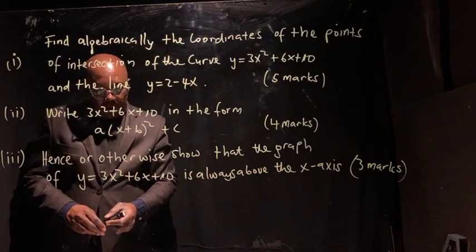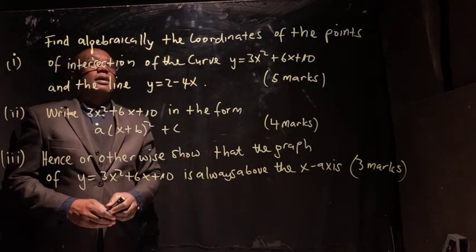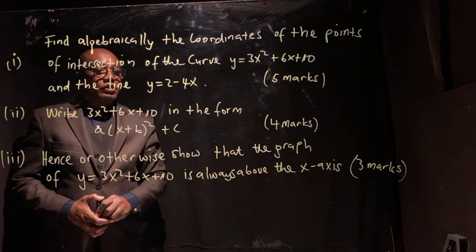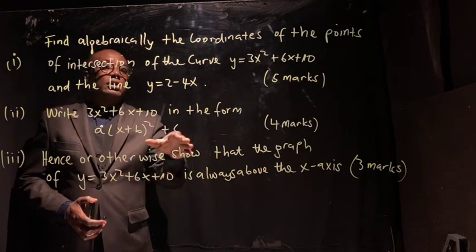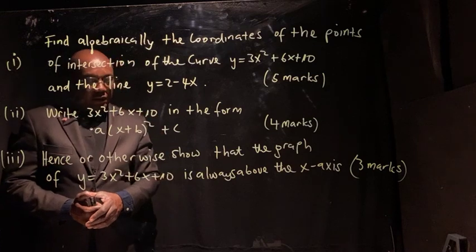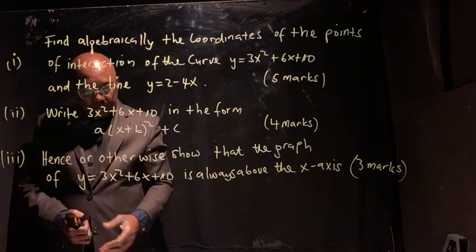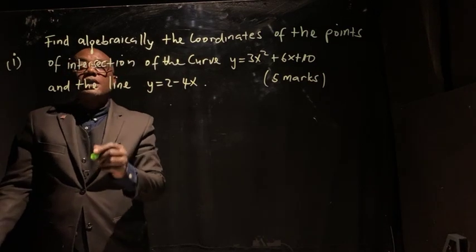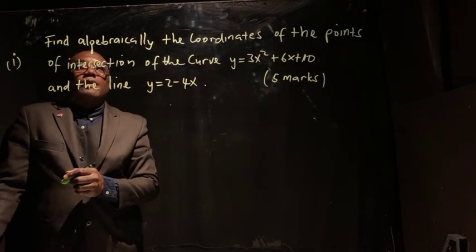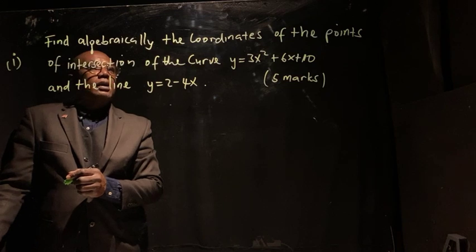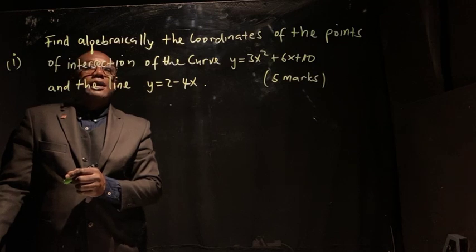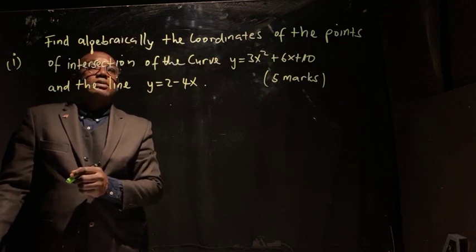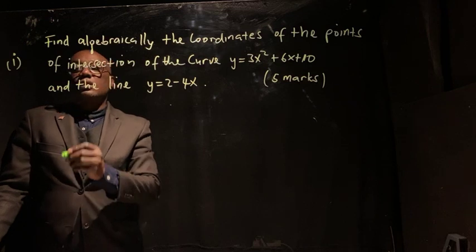Let's tackle it. Now, take your time to copy. We will need the whole board to start with the analysis. Now, the first part says: find algebraically the coordinates of the points of intersection of the curve y equals 3x squared plus 6x plus 10 and the line y equals 2 minus 4x. Solution.